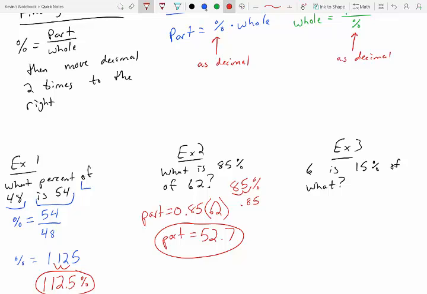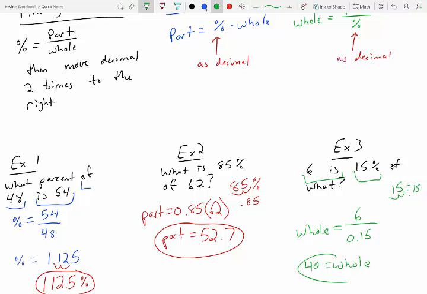Example 3, we have 6 is 15% of what? So "is" is the part, percent, and we're looking for the whole. So we say our whole equals our part, which is 6, over our percent, but 15% is 0.15 as a decimal, so 0.15 on the bottom. And if we divide that out, we get 40. So 40 equals our whole. And we leave it just like that.